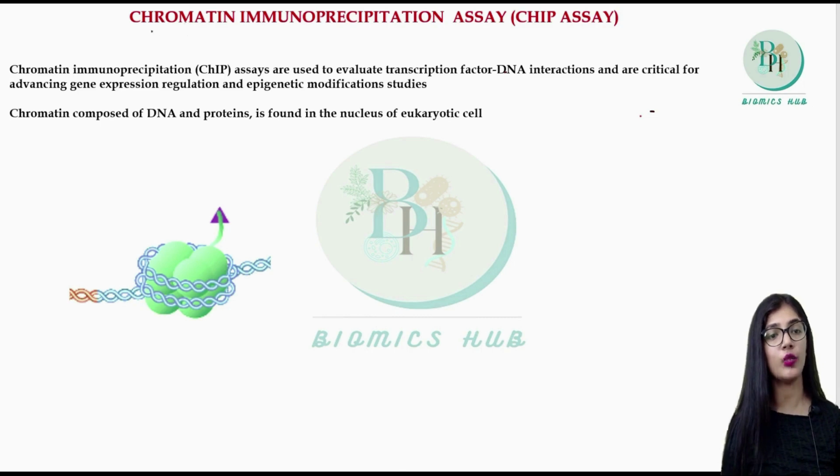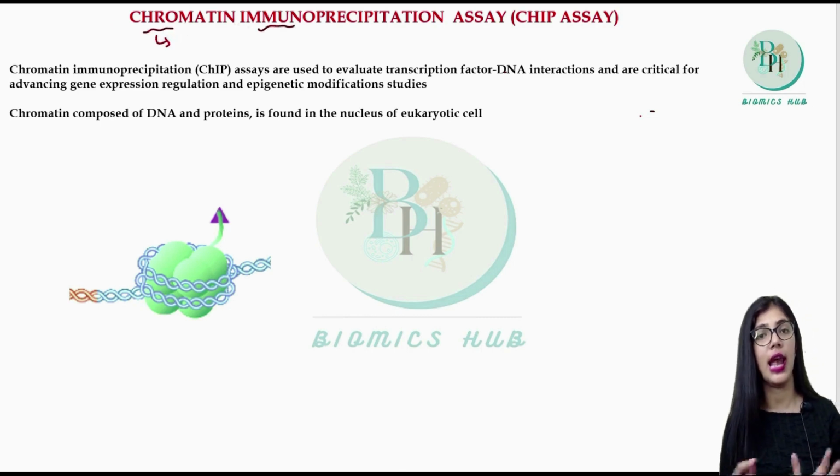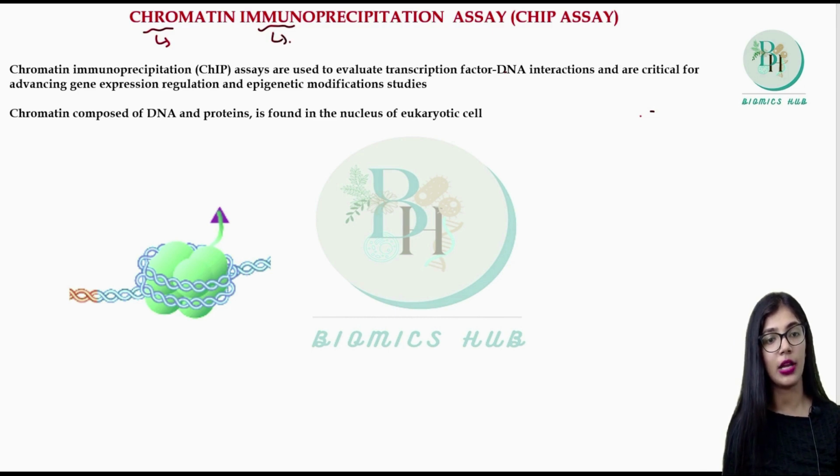Today in this video, we will be discussing another topic, that is the ChIP assay. It is also known as chromatin immunoprecipitation assay. So what is chromatin? When the DNA and proteins are present together, they are known as chromatin. Immunoprecipitation: immuno means antigen or antibody. It may be an antigen or it may be an antibody.